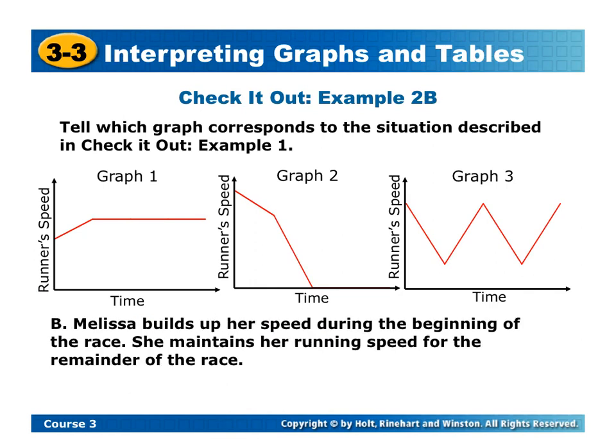Now here's another situation for you to match. Go ahead and read through the situation and see if you can pick the graph that corresponds to it. Alright, Melissa's building up her speed during the beginning of the race. She maintains her running speed for the remainder of the race. Hopefully here you picked graph 1, because you should see a build in speed and then it levels off because she's maintaining her speed in the race.